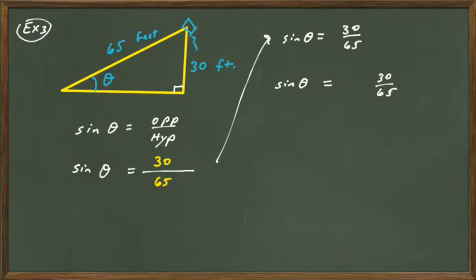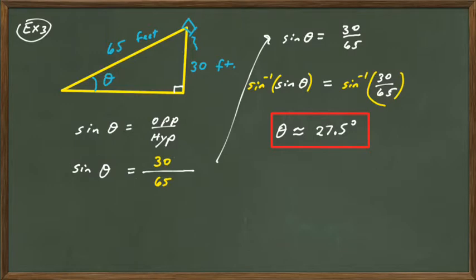Okay, to get rid of the sine, you're going to have to take the arc sine. The sine and the arc sine will eliminate each other, and if you're in degree mode, you'll end up with degrees for your answer. If you punch this in, you get about 27.5 degrees for the angle theta. Again, you need your calculator to be able to do these.